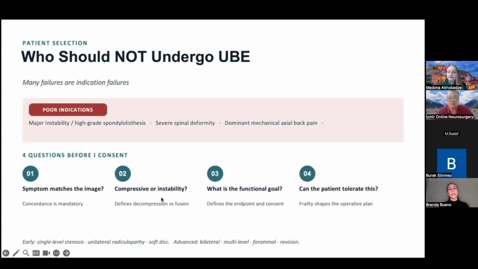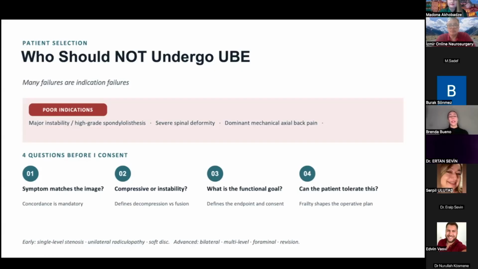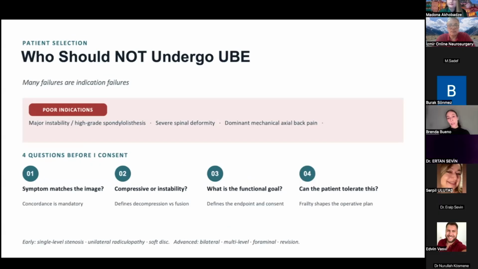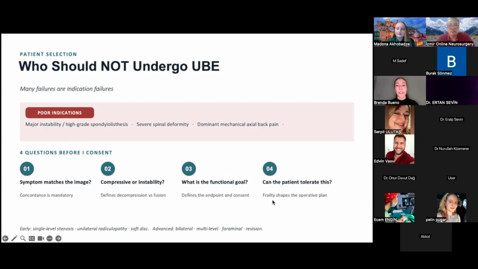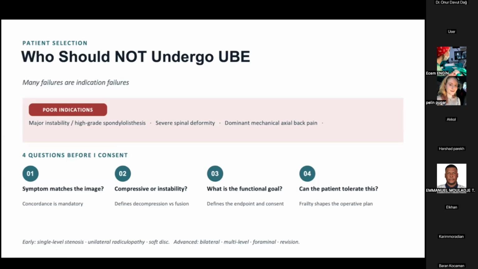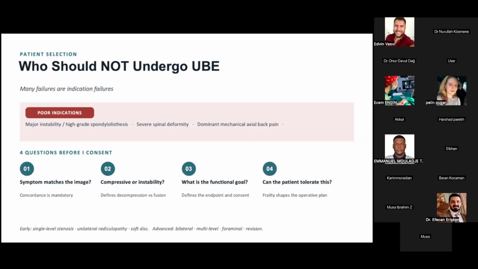Of course, you need to know if this patient has instability or not, because if so, you need to be prepared to do fusion, not only decompression. And you can do it endoscopically, of course, if you have the experience. Another very important thing: when you plan the surgery, you must know what the goal of the surgery is. Communicate with your patient before you do the surgery, because now patients have a lot of unrealistic expectations about surgery. So you need to put it on the table, be very clear about the goal of the surgery, what can improve and what cannot.